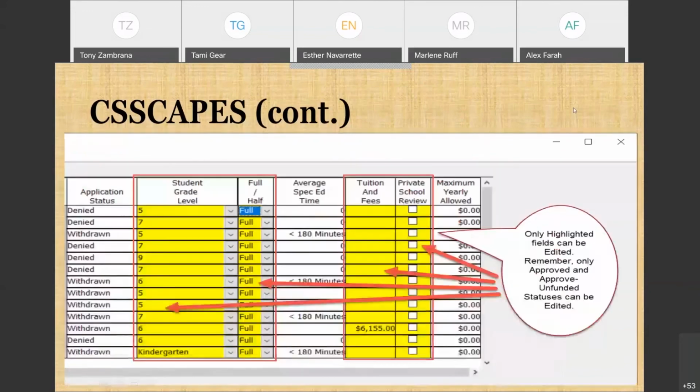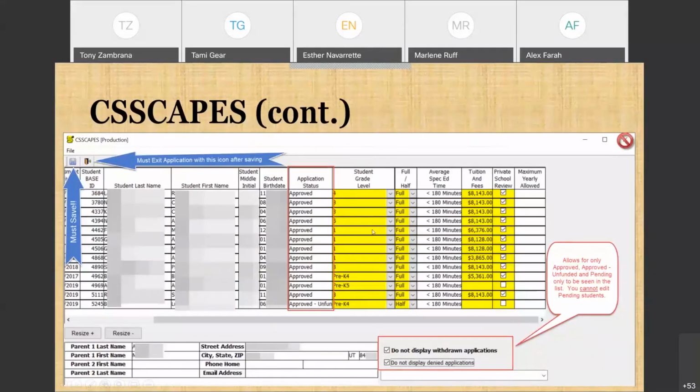Let's go to the next slide here. Again, you'll see these areas in which you need to make those changes. We already went over the grade level and full or half-time. You need to enter the correct tuition amount, and especially make sure that it is the net tuition, the out-of-pocket amount the parents would pay, for Carson Smith. That's the amount that needs to go in here. And then at the very end, you need to click whether or not you have reviewed this, and do that for all of them. If this box is not checked, then it won't be included in the check run.